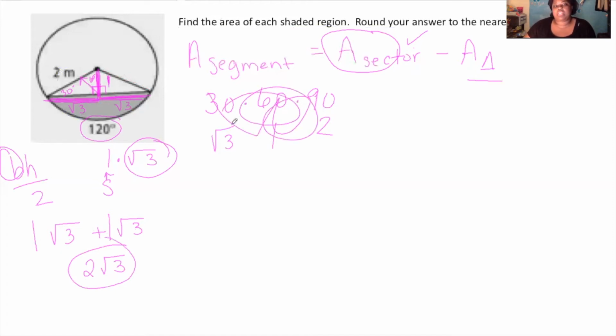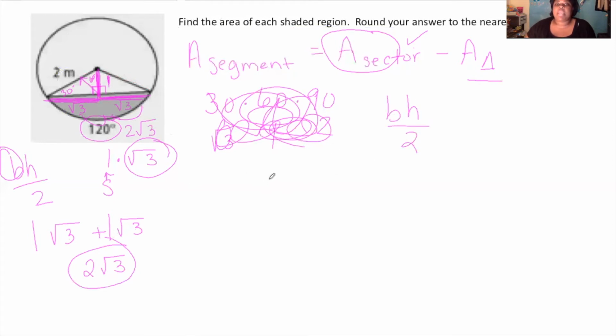So we're just gonna get rid of this. Don't worry about it. All right, because that might be confusing for some of you. But I had to double my base. So therefore my whole base is 2 square root 3. All right, now I can do my base times height formula over 2.